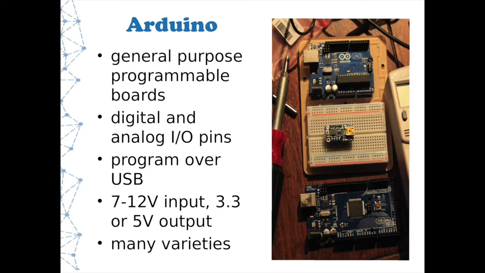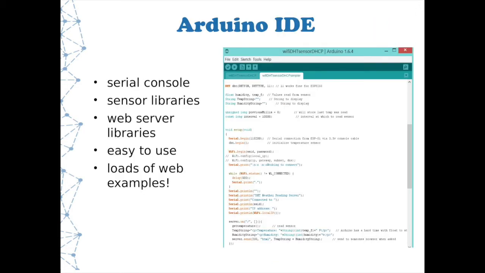Anyways, Arduinos are a general purpose programming board. They have digital and analog inputs and outputs. You can program it over USB. It's got a variety of voltages it'll work with for input voltage and what it'll output to sensors. And there must be 50 varieties of Arduino or related boards from different manufacturers and different builds out there. So that was the first thing I looked at. Arduino has an integrated developer environment, an all-in-one tool that you can use to interact with the boards, program them and get feedback in a console.